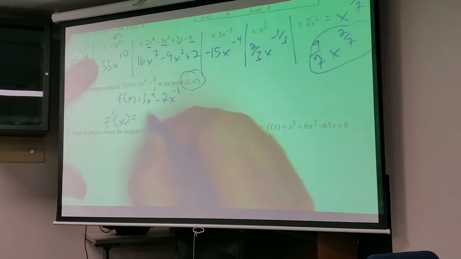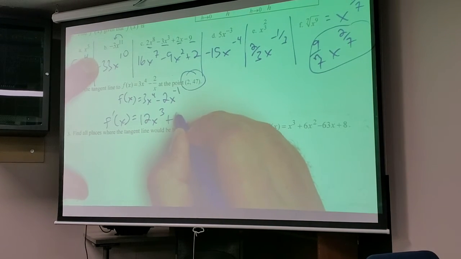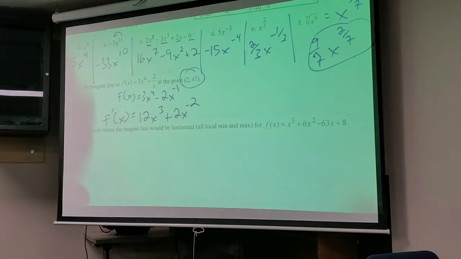Okay, somebody help me out here. Well, that's good. Plus 2 over x squared. Yeah, plus 2x to negative 2. It should be 2 over x squared. I like it.